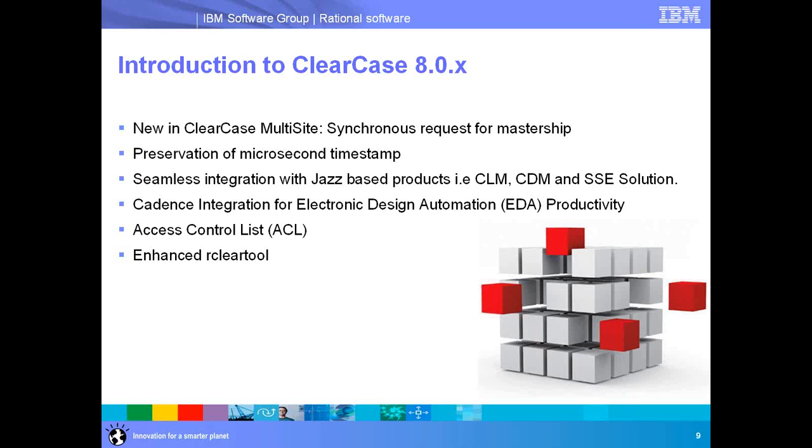We also have access control lists, with a new way of implementing them in 8.0. I would be talking more about this in the future slides. And we also have an enhanced rcleartool. Rcleartool is again the CLI that is available with your CCRC. We have made a major improvement in the number of commands that are available and the way you run the rcleartool.